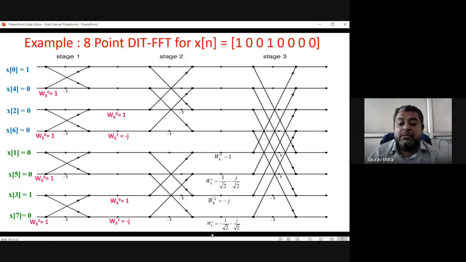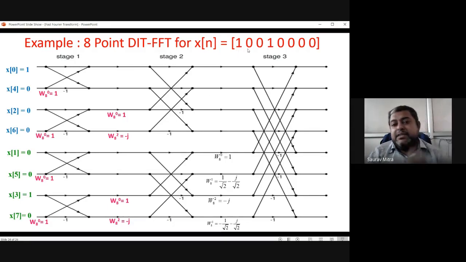And W81 and W83 are not complex conjugates, because here the real part is positive, here the real part is negative. And in both cases, both the imaginary parts are negative. So be careful, W81 and W83, no relations. They look similar, but they are not complex conjugates.